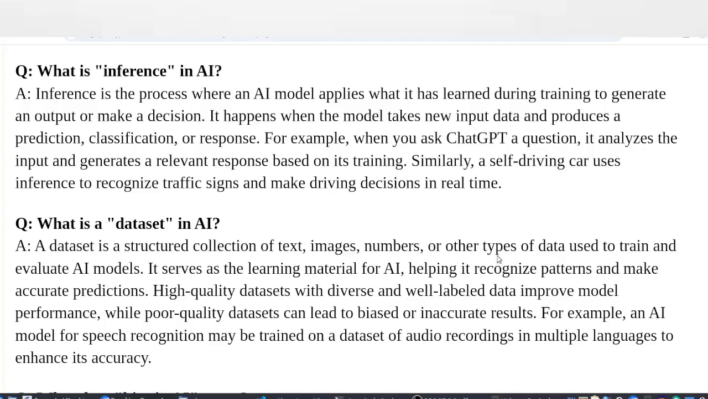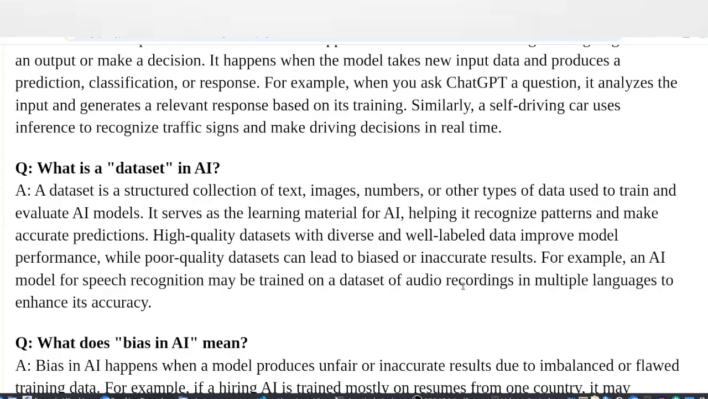The examples are, when you ask ChatGPT a question, it analyzes the input and generates a relevant response based on its training. Similarly, a self-driving car uses inference to recognize traffic signs and make driving decisions in real time.